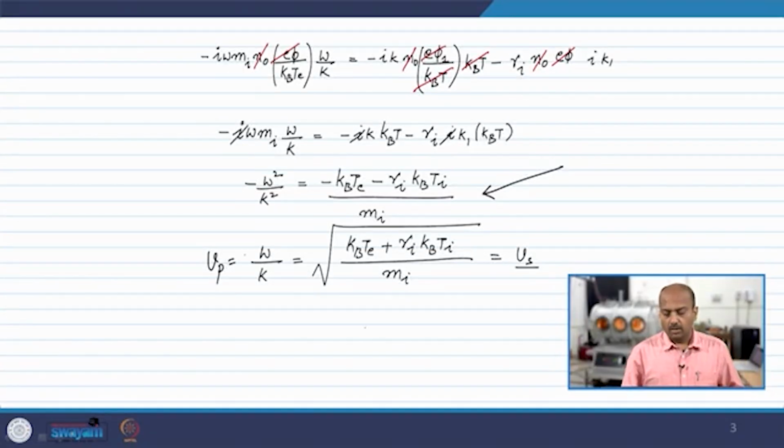Hello dear students, in this lecture we will continue our discussion on ion acoustic waves. In the last class we have seen that we can derive the dispersion relation between omega and k like this, and the omega by k, which is the phase velocity of the ion acoustic wave, was derived like this. So, we will take this expression ahead.